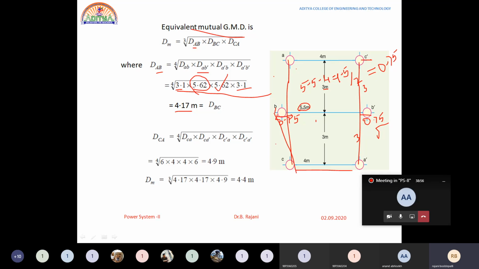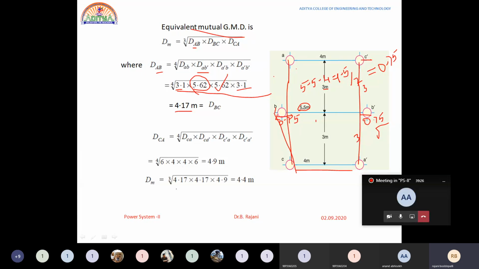B and C dash, where is it? B is over here and C dash is over here. What is this distance? It is again 5.62. So again this is also D into C dash into B dash into C value, which also gives you this one, and B dash C dash value gives you 3.1 if you calculate. That is how you need to simplify this problem by seeing the diagram.